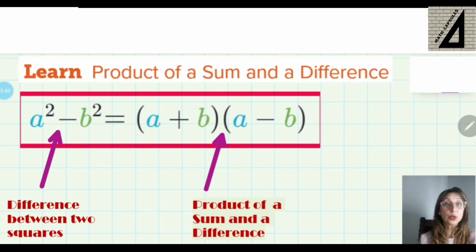There is a very important rule to know, which is a squared minus b squared. If we have a monomial power 2 minus another monomial power 2, this is equal to the sum of them times the difference between them. So this is called the product of a sum and a difference. The product, which is multiplication between the sum of two monomials and the same two monomials with their difference between them, is equal to the first term squared minus the second term squared. And this is called the difference between two squares.